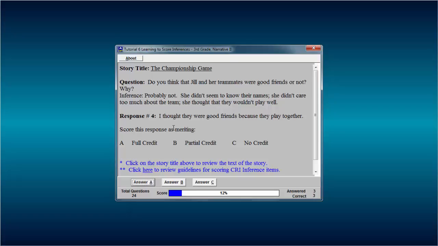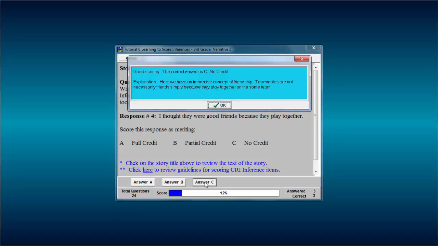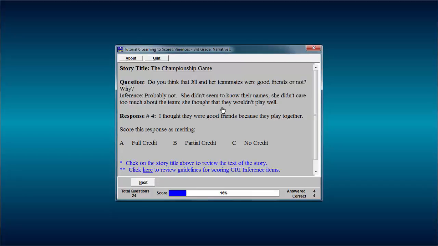When we get to 4, this student said, "I thought they were good friends because they play together." Now here's an example of a student who's using his or her view of friendship as the basis of the answer, but it's not rooted in the text. So we have no choice but to say this is no credit. Very imprecise concept of friendship. Their teammates are not necessarily friends just because they play together on a team. So we click no credit.